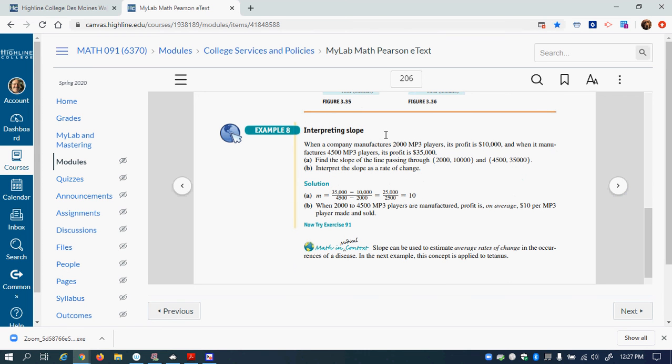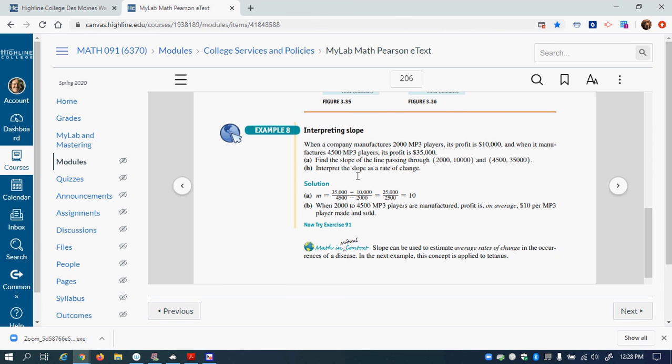When a company manufactures 2,000 MP3 players, it makes a profit of $10,000. And when it manufactures 4,500 MP3 players, it profits $35,000. So we want to find the slope of the line that passes through that. So here are my 2 points. 2,000 is the players, and 10,000 is the profit. And then 4,500 is the players, and 35,000 is the profit.